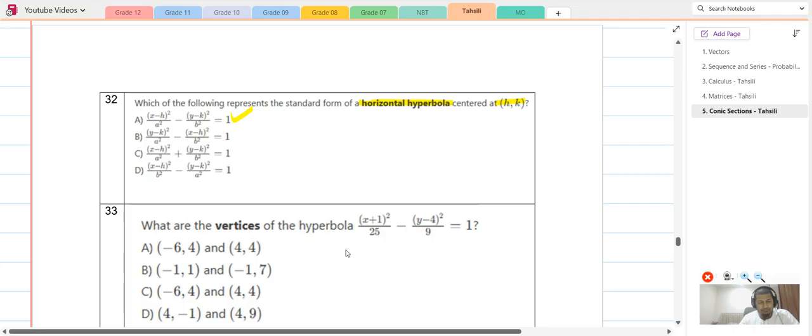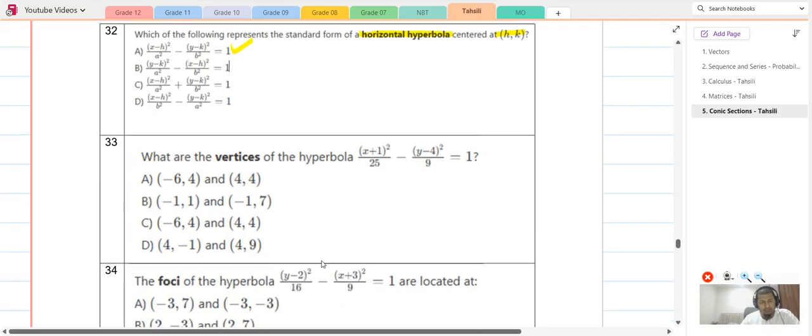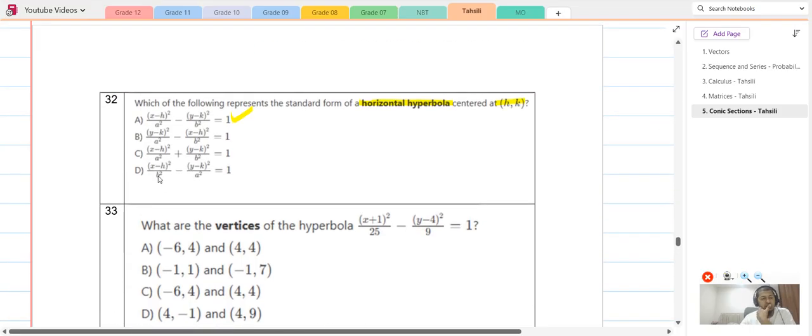Next one, h and k, b and a. They switched this around, it should be a and b. That's a horizontal hyperbola, right? So it's option A. It could be this one because we don't really care about the values of a and b. The a and b values don't really matter here, so we'll just go with the first one.